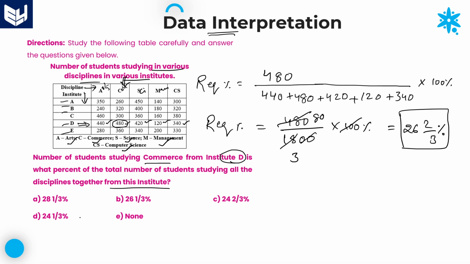Guys, if you observe carefully, in the options we have 28 1 by 3, 26 1 by 3, 24 2 by 3, 24 1 by 3. We don't have 26 2 by 3. Here it is 26 3s are 78 plus 2, 80, 80 by 3. Here we don't have the option with 26 2 by 3. Therefore our answer is none of these. Don't confuse 24 2 by 3 and 26 2 by 3. Here we have the option with 26 1 by 3, but the exact value is 26 2 by 3. Therefore, the required answer is none of these. Option E is the right answer for this question.